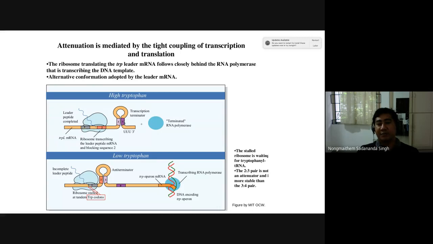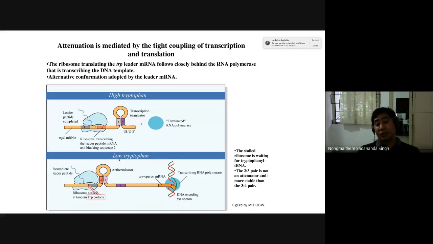But it allows formation of a stem loop structure containing sequence elements 3 and 4, thereby leading to transcription termination. So the downstream sequences are not transcribed, and the downstream sequences code for the tryptophan biosynthetic genes. So in high tryptophan condition, because of this alternate arrangement, the tryptophan biosynthesis genes are not expressed.